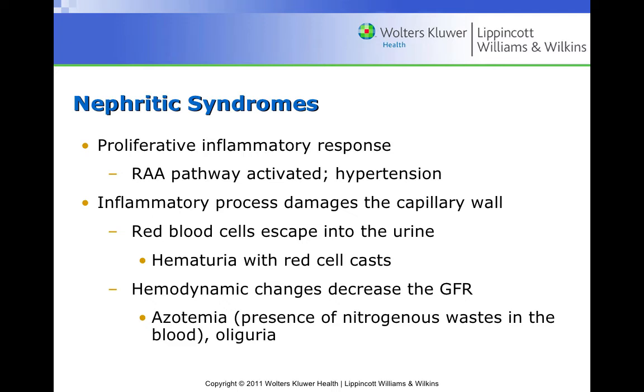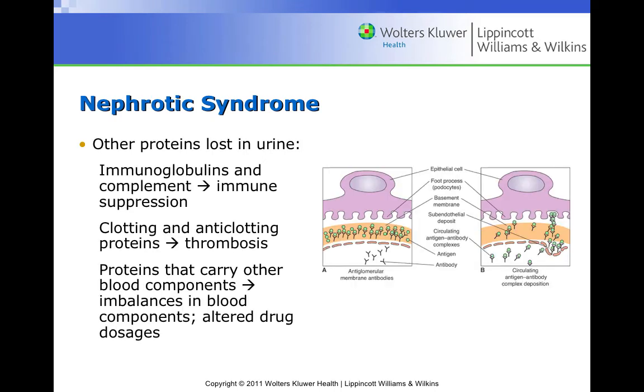In acute glomerular nephritis, we see strep as the major infectious agent. In nephrotic syndromes, we see continuing increased permeability of the glomerular membrane, resulting in massive proteinuria, generalized edema, and salt and water retention.